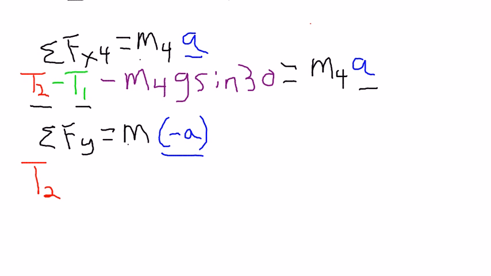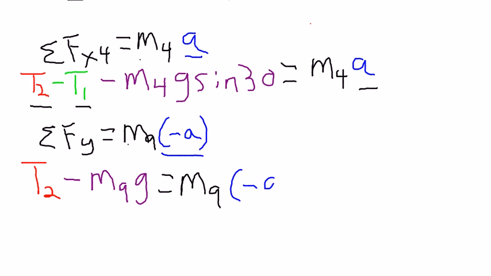Then in the negative y direction we will have, switching colors here, negative m9 times g, which is 9 kilograms times 9.81, and that's going to be equal to our 9 kilogram mass multiplied by negative acceleration. So from here, you should be able to solve this for T2. Once you have a value for T2, you can then go ahead and plug it in up here where you see T2.